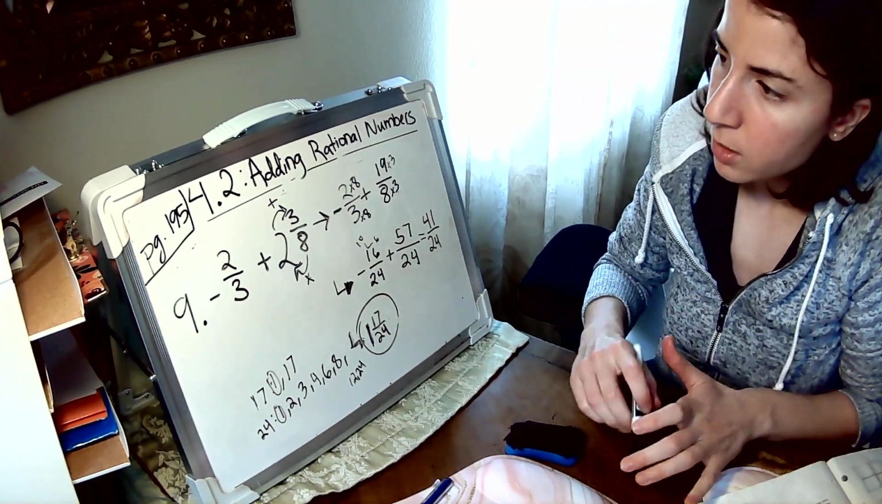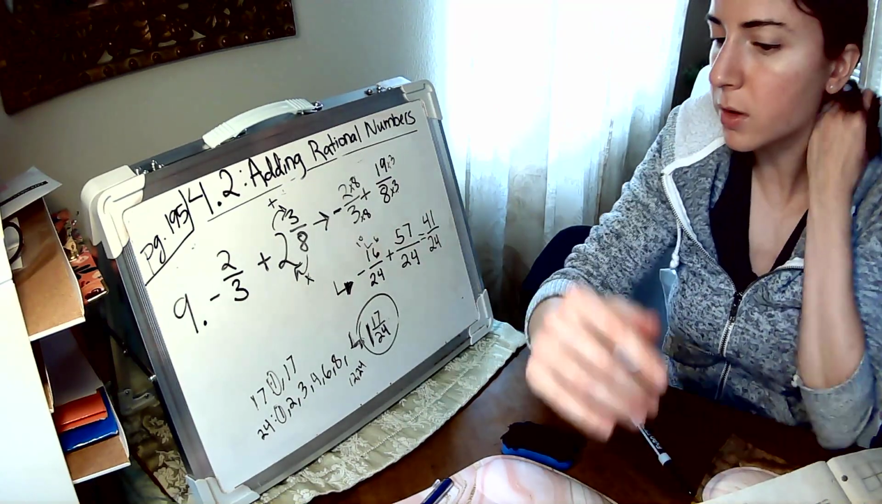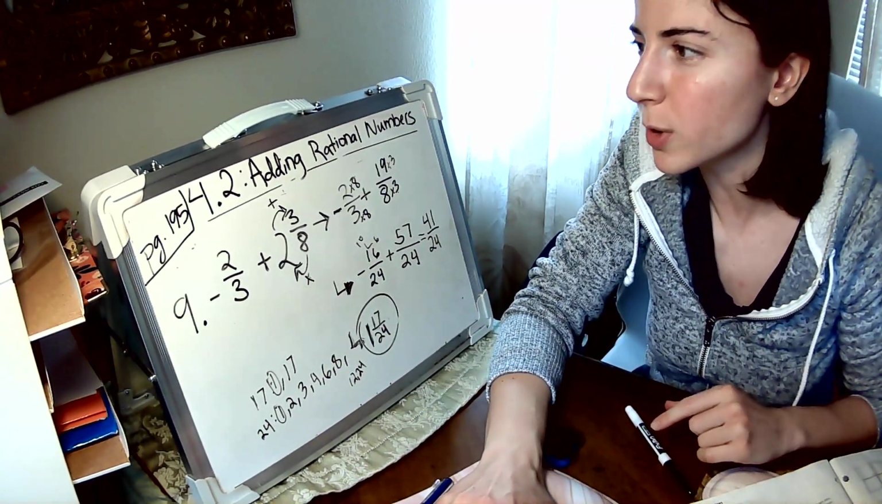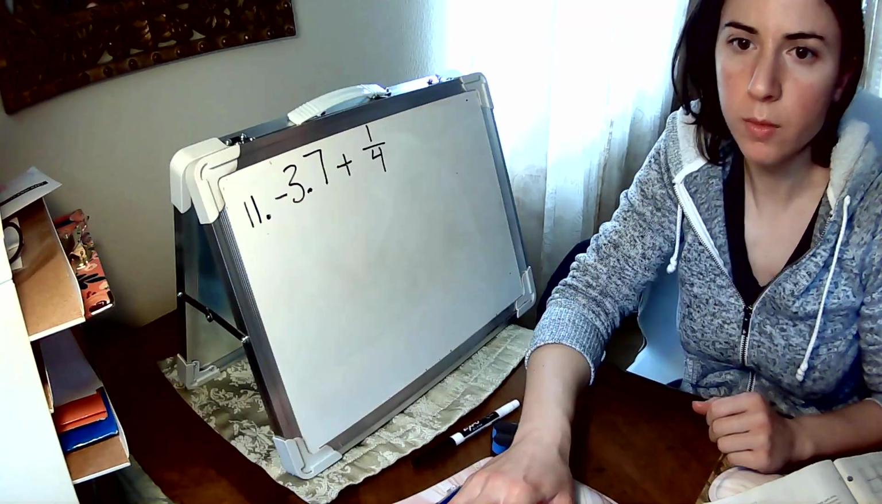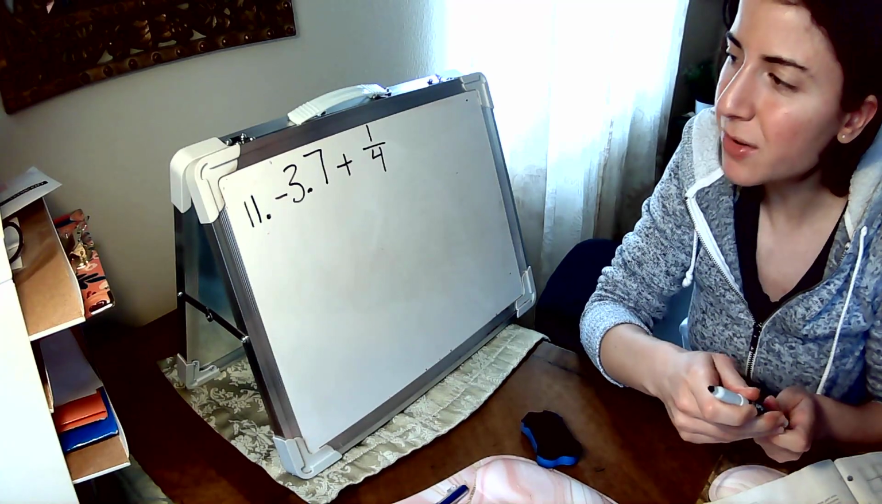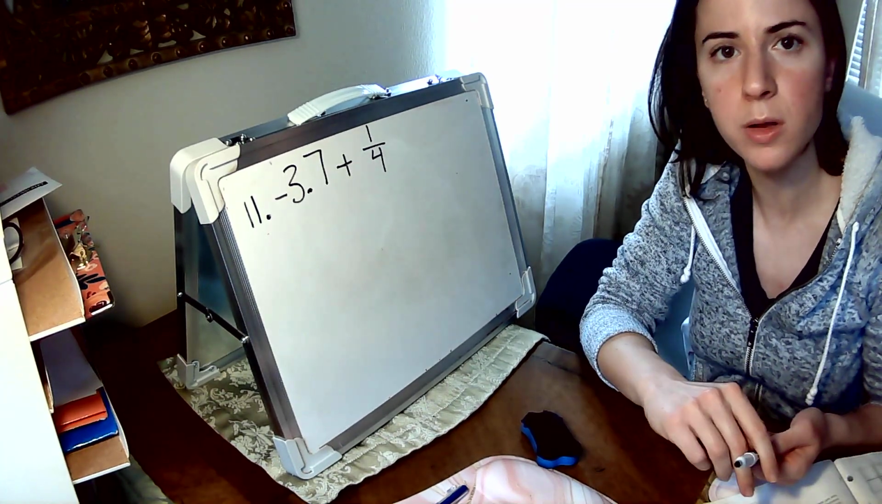So awesome. So we just solved number 9. Okay, I would like to do one more before we go on to 4.3. All right, so let's look at number 11. We have negative 3.7 plus 1/4.